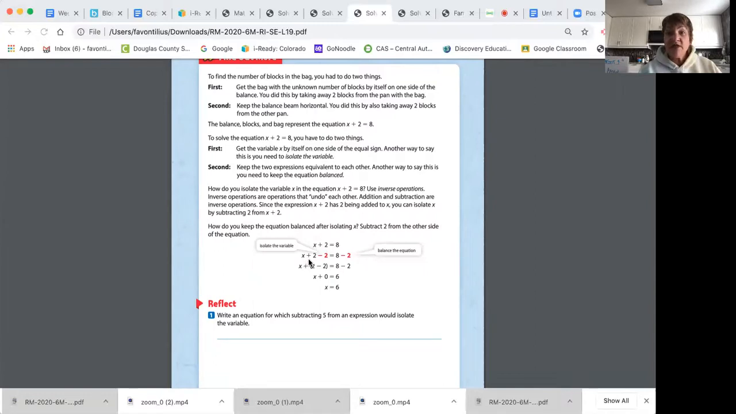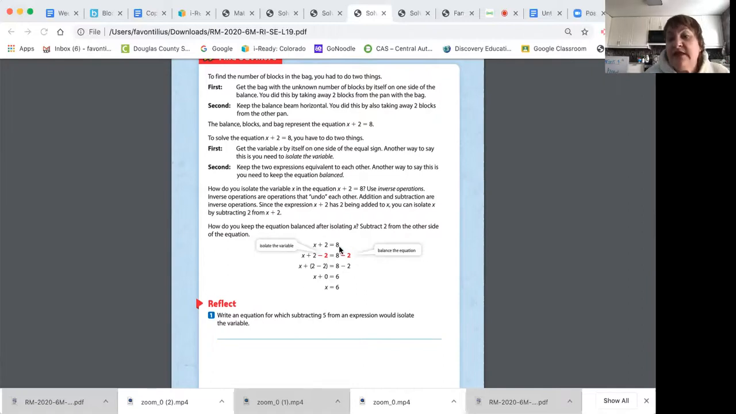So x plus 2 minus 2, you want to get rid of it, right? To get rid of it, you want to undo it by subtracting 2. But what you do to one side of the equation, you have to do to the other to balance. So 8 minus 2. Now you've got x plus 2 minus 2 equals 8 minus 2.